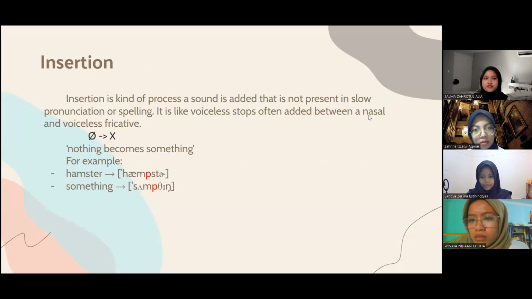Okay, so now it's about insertion. Insertion is a process in which a sound is added that is not present in slow pronunciation or spelling. It is like a voiceless stop, often added between a nasal and a voiceless fricative. The symbol is nothing becomes something. For example, hamster and something. When we pronounce the words hamster and something at a regular speed, most of us will say and hear hamster and something with a p.